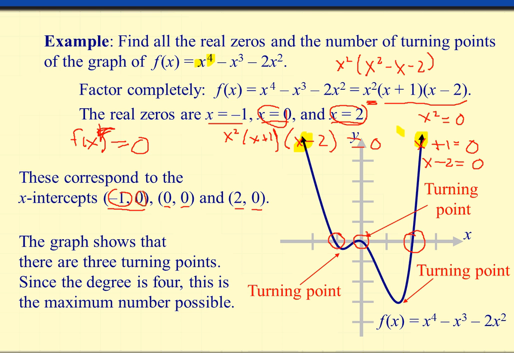Now, the graph shows that there are 3 turning points. See, there's a turning point right here, there's a turning point right here, there's a turning point. It changed directions, didn't it? It started going from up to down, and here it went from down to up. So there are 3 different turning points. The degree is 4. The maximum number of turning points is degree minus 1, in this case 4 minus 1, and it in fact had 3 turning points.